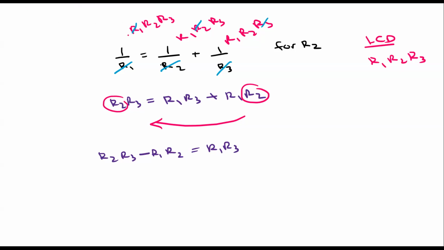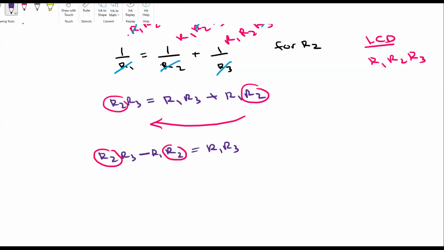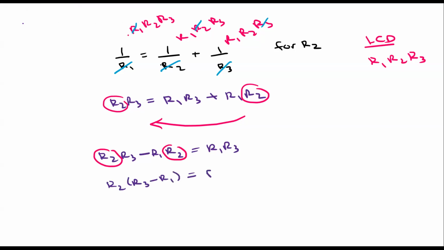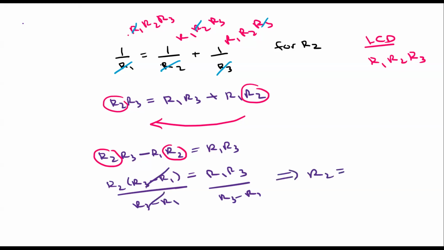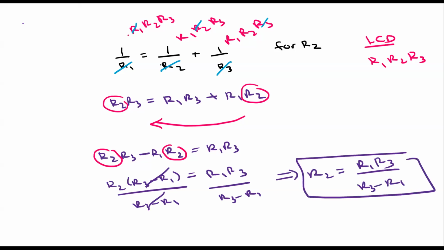And then again, notice that we have the R2s here. So that means we can factor that out. So we have R2 times R3 minus R1 equals R1, R3. Then divide both sides by R3 minus R1, and then R3 minus R1. So that cancels. So then we are left with R2 is equal to R1, R3, over R3 minus R1. And then that would be our answer there.